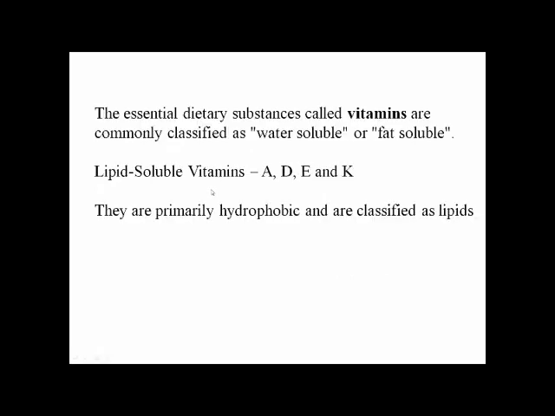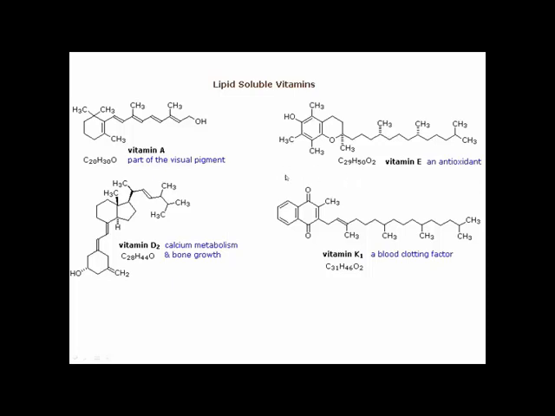Last lipids I want to talk to you about are these essential dietary substances called vitamins, and we take these in via our diet. The fat-soluble vitamins are those that are considered to be lipids, A, D, E, and K. These are primarily hydrophobic and are also classified as lipids, although we don't make them ourselves. The reason why they're important, there's a molecule or a few molecules that are involved in the visual pigments, and vitamin A is a critical component to that pigment. Vitamin E, an antioxidant, which we'll talk more about when we talk about cell division and cancer.